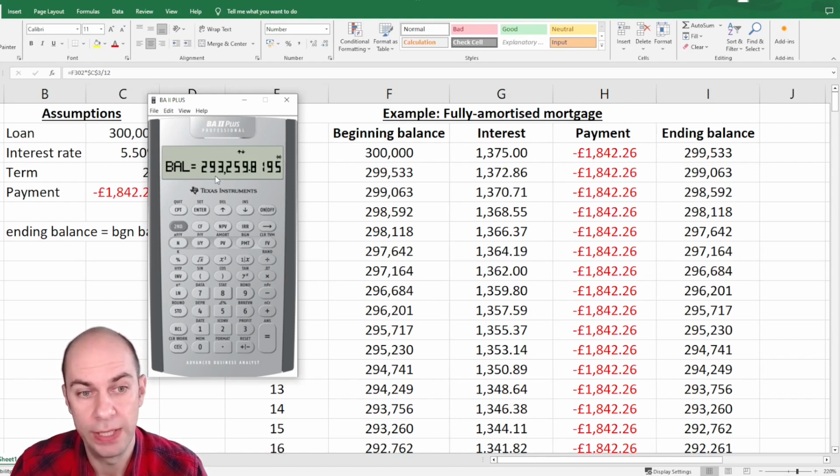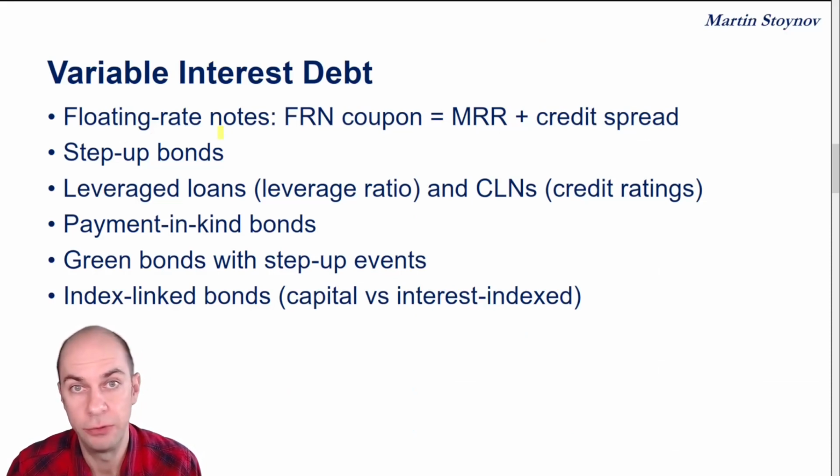The balance will be 293,259. Okay, so you can see here that the balance is 293,260. So Excel, of course, is rounding here. So that is the outstanding balance at the end of month 14. And if I go down, I can see how much principal was repaid during that month. And if I go down again, I can actually see the interest payment for month 14, which, as you can see here, is 1346.38.